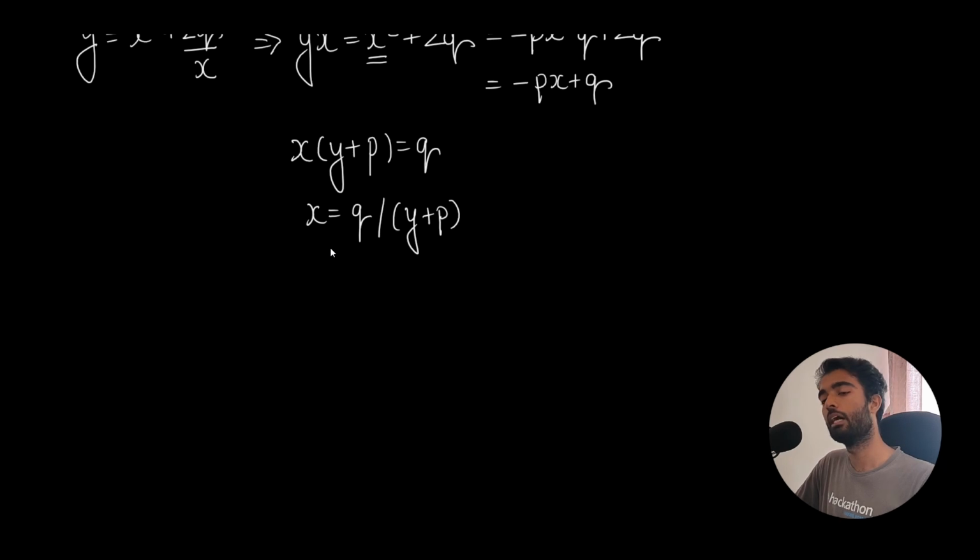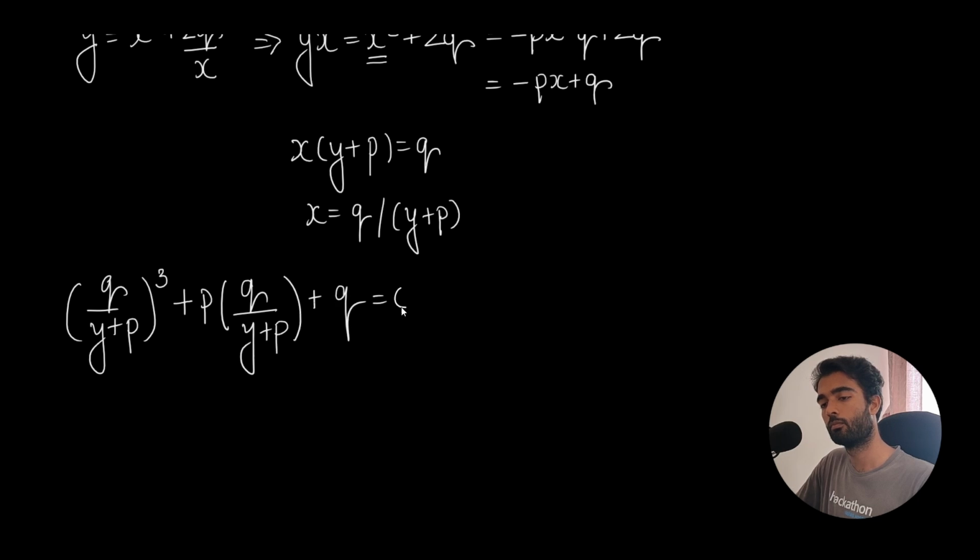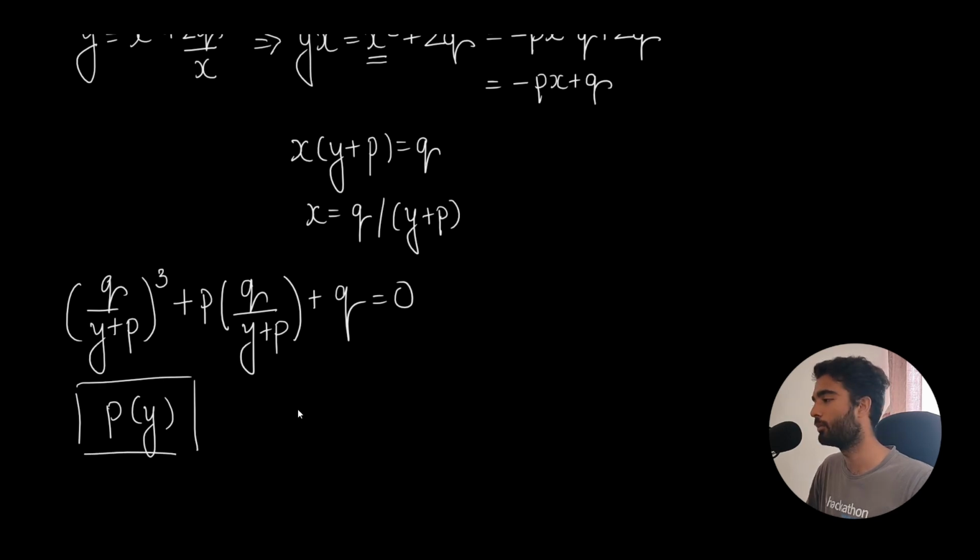Now we can see that we have actually reduced everything in terms of y, and now we can substitute it back in the equation. We can further simplify it to get a polynomial in terms of y, which is going to be our equation whose roots are alpha squared plus beta squared, beta squared plus gamma squared, and gamma squared plus alpha squared.